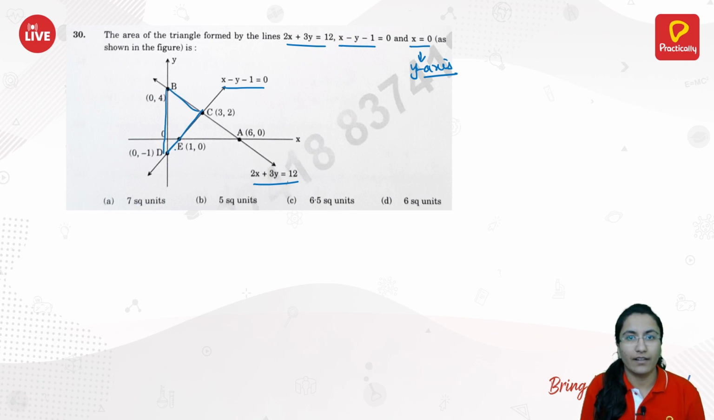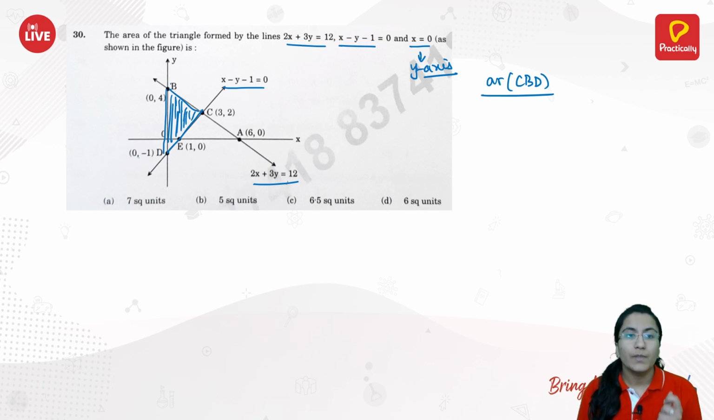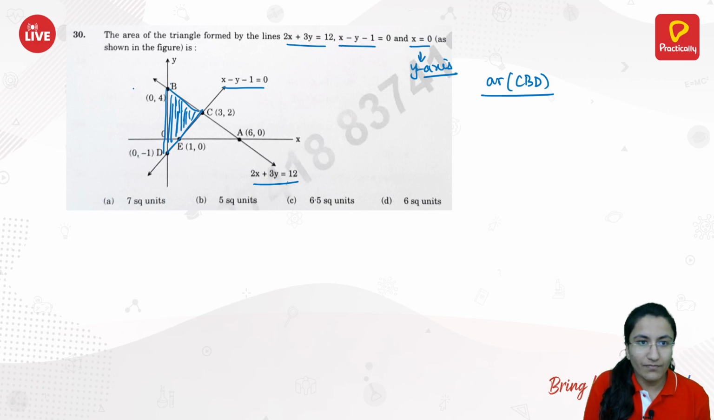We need to consider this triangle. If we consider this triangle, we are supposed to find its area, right? So the area would be of triangle CBD. We are supposed to find the area of triangle CBD. So we have the coordinates as (0, -1), (3, 2) and (0, 4). You can go by the area of a triangle using coordinate geometry formula, but the easier way out to solve this is: you have this height as 4 and this is basically 1 unit. So the complete BD length would be equal to 5 units.